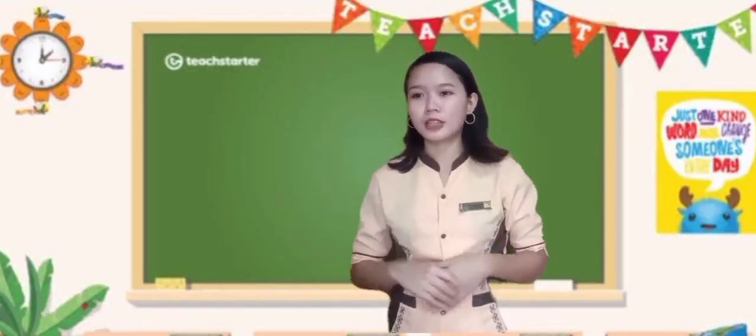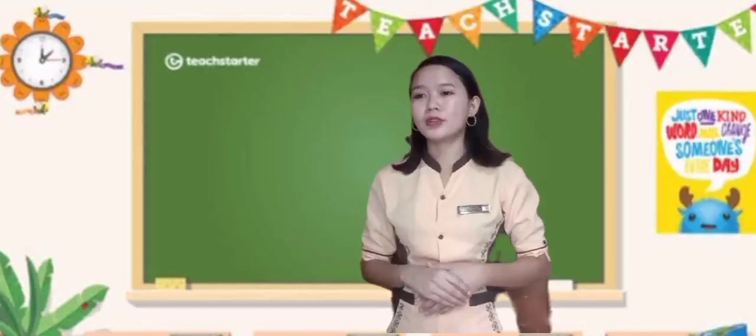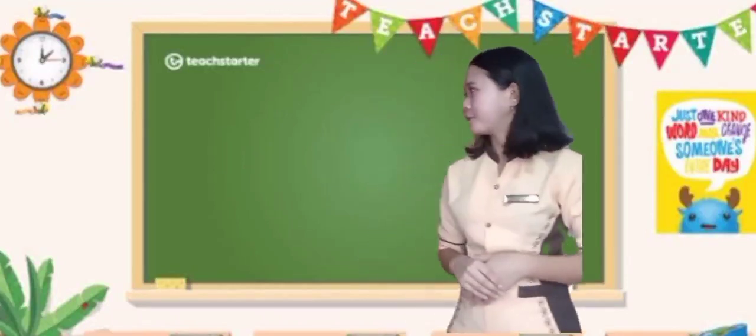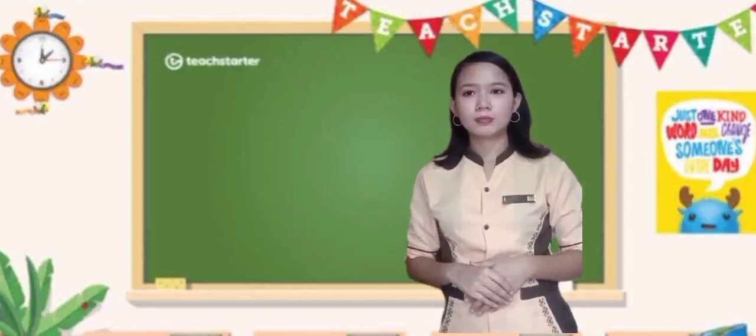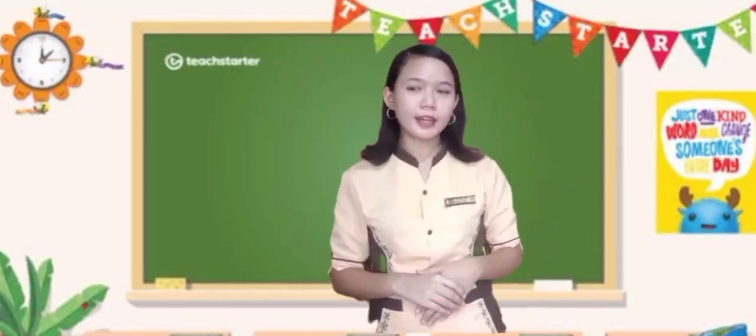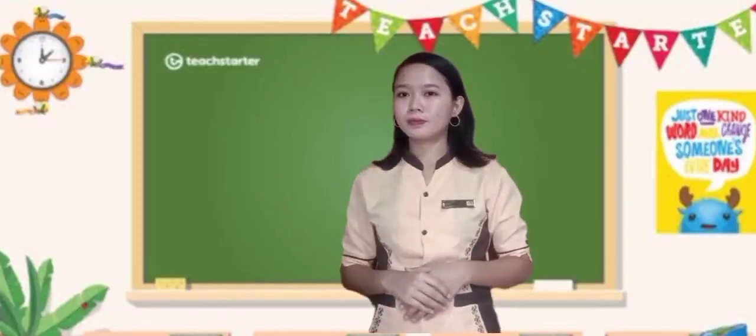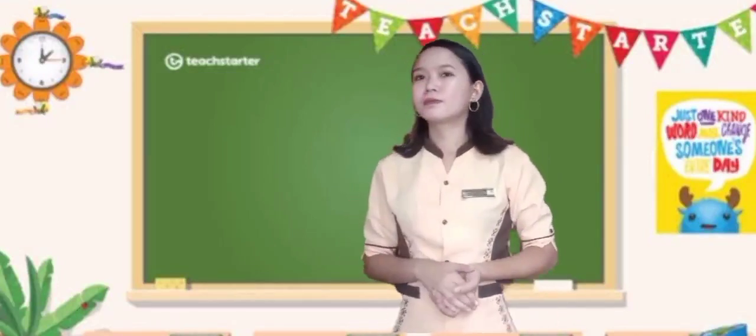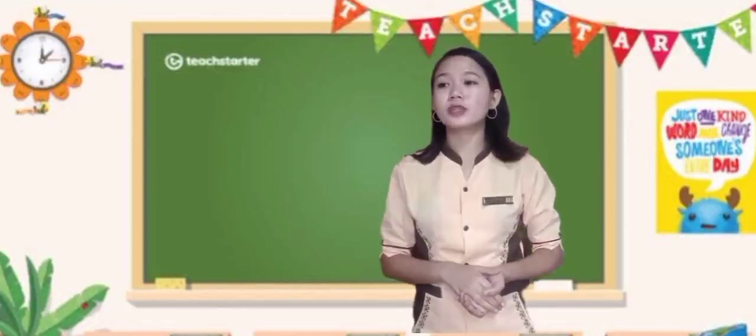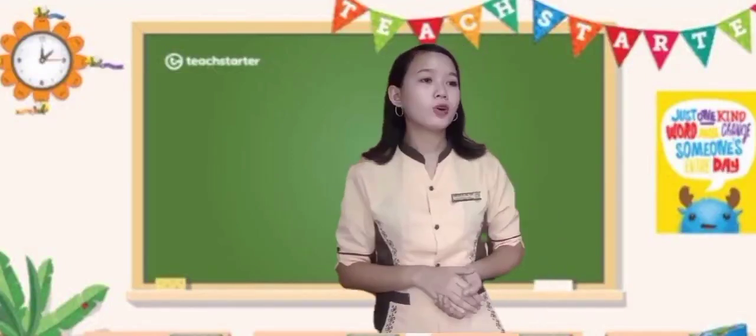Last but not the least, group 4. What is your answer on the first picture? 9, because 3 plus 6 equals 9. And the last one? Negative 7. Why negative 7? 8 minus 7 equals 1. When you subtract 7 from 8, it becomes 1.